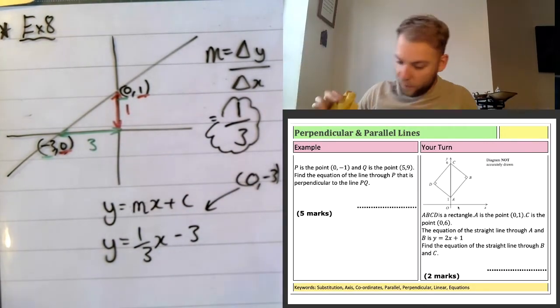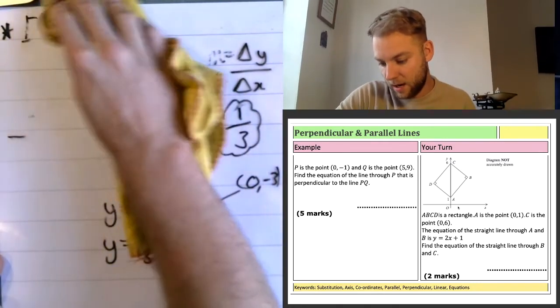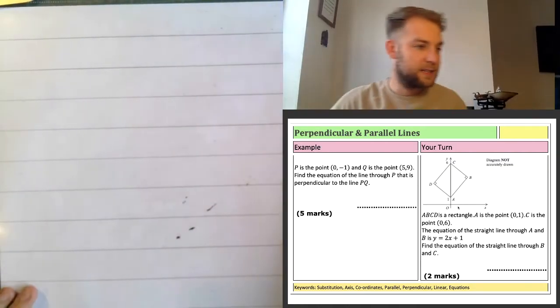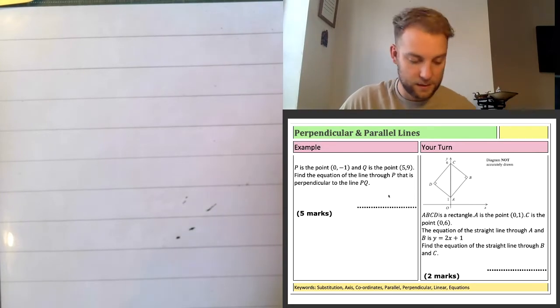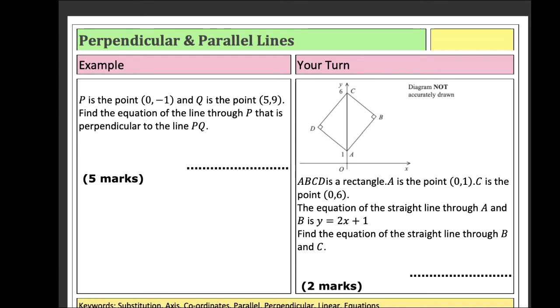Okay, so let's have a look at some other ones. If you're feeling quite confident, you might want to have a go at some of these yourself. Okay, they are getting harder now. So let's have a look at this one here then. So this is example 9. I'll make it big for you so you can see it. So P is the point 0, negative 1, and Q is the point 5, 9. Find the equation of the line that is perpendicular to PQ and passes through P. Okay.